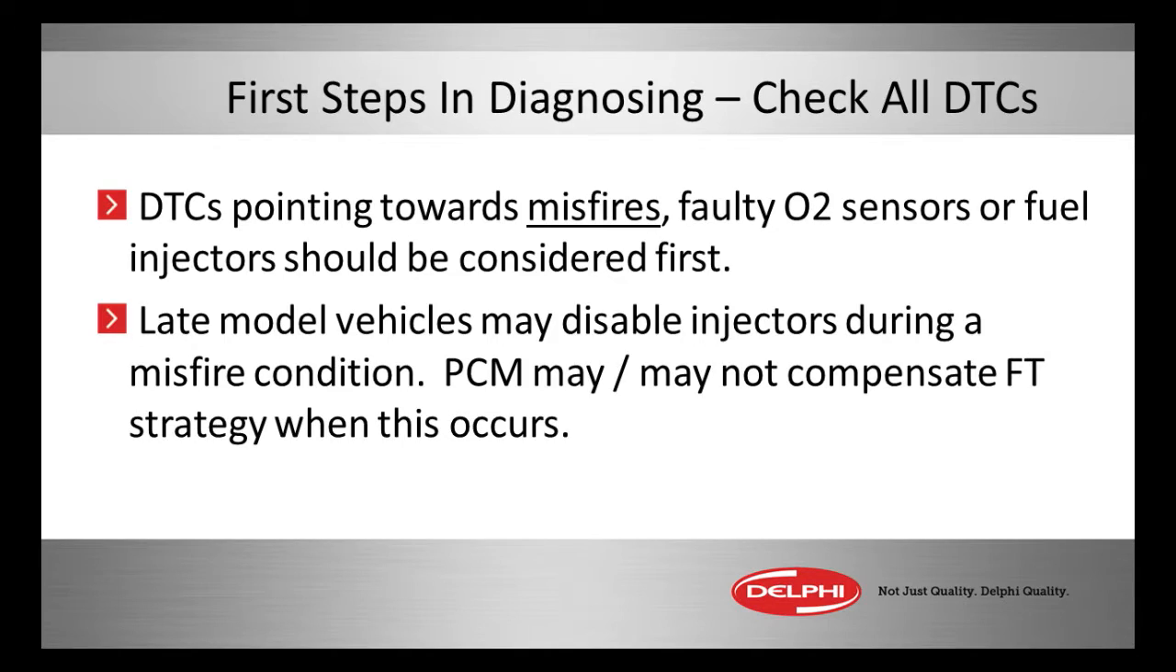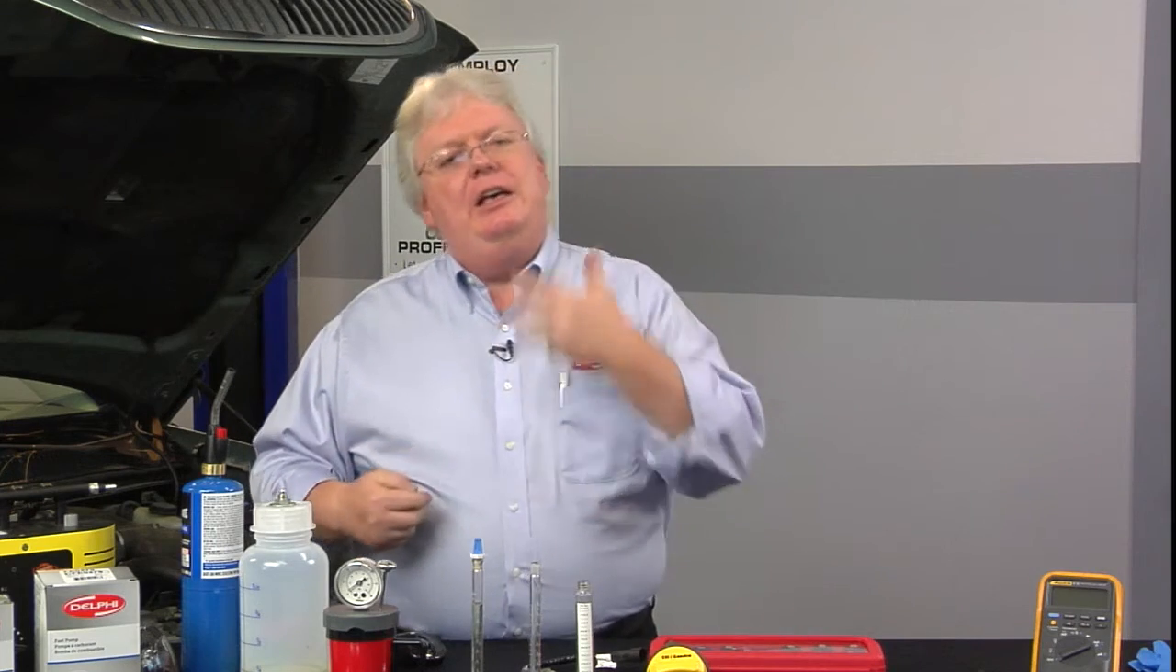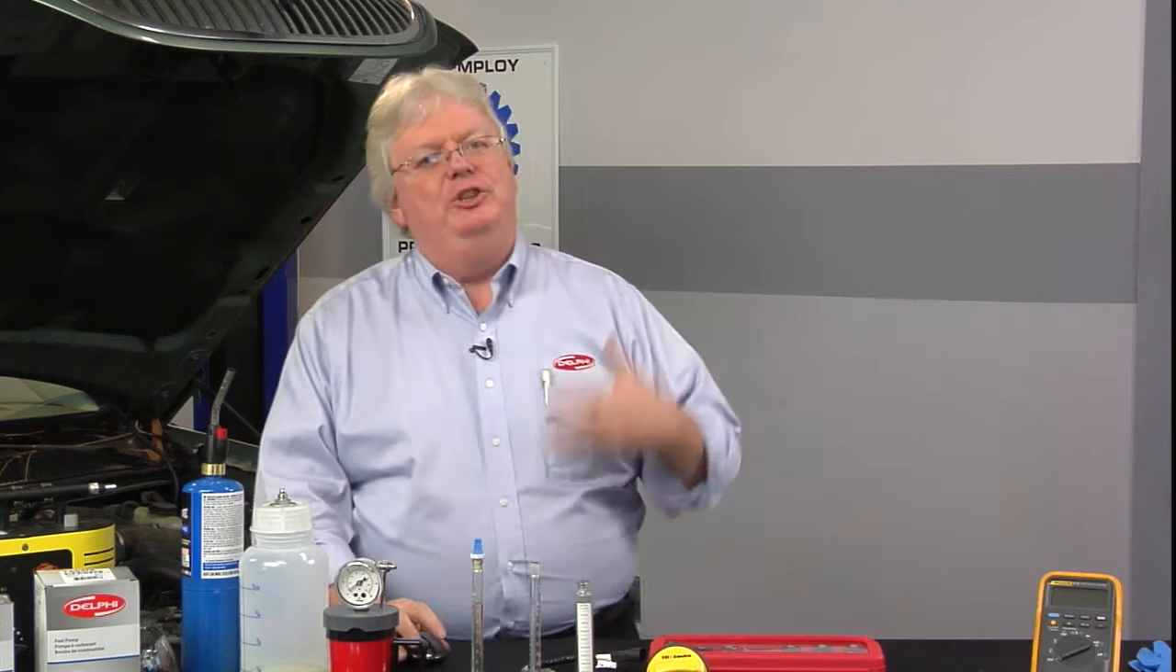So if the PCM is not calibrated in what I would call the right way of doing things, the PCM basically would say, hey, gee, it's lean. I'm seeing an abundance of air because it shut its own injector off. So remember, cycle the key, clear the code for the injector before you go back to fuel trim diagnostics. You may just have a misfire issue.